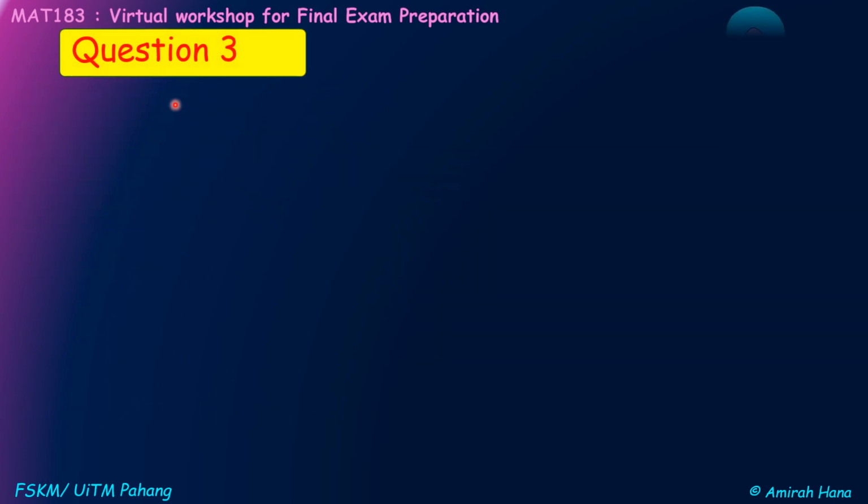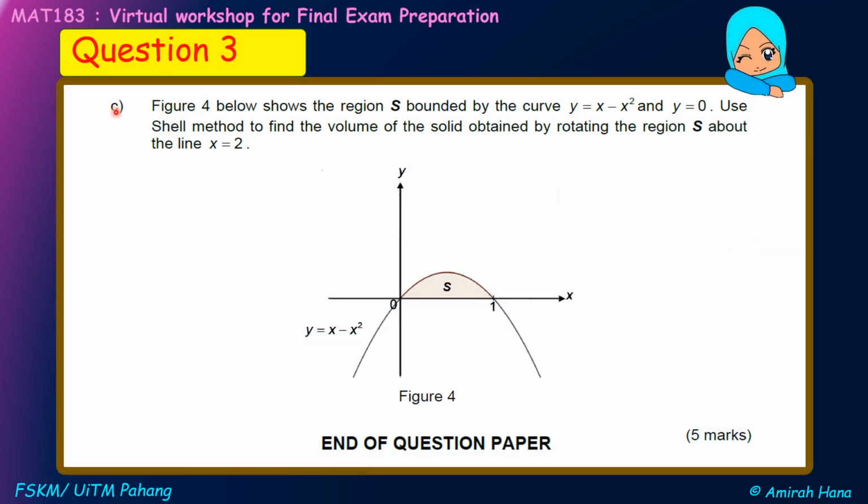Alright, now we look at the last question. Question 3C. Figure 4 below shows the region S bounded by the curve y equals to x minus x squared and y equals to 0, which is the x-axis, right? Use the shell method to find the volume of the solid obtained by rotating the region S about the line x equals to 2. Okay.